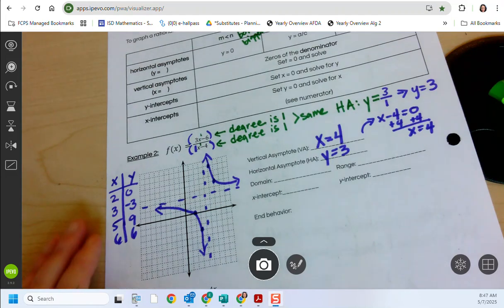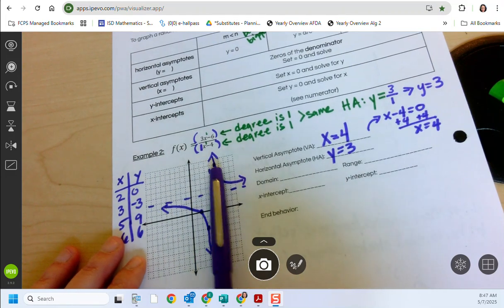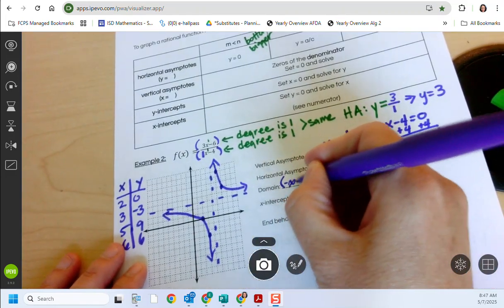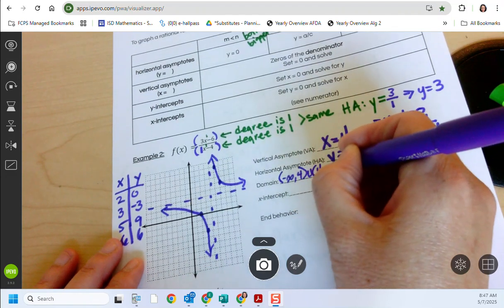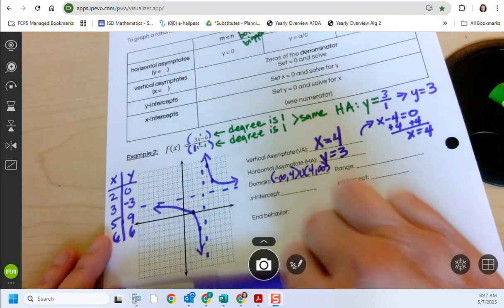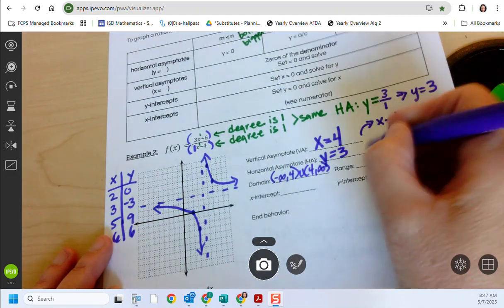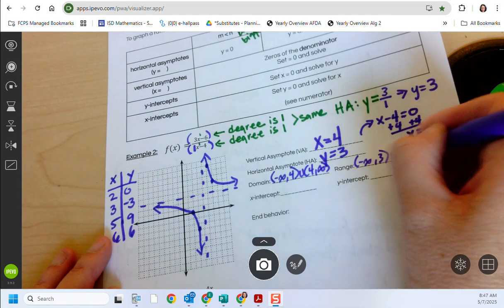Okay, so your domain is going to be everything except for your vertical asymptote at 4. So it should be negative infinity to 4, and then 4 to infinity. And that's how we leave out the 4. Your range is everything except for 3, and so it's negative infinity to 3 and 3 to infinity.